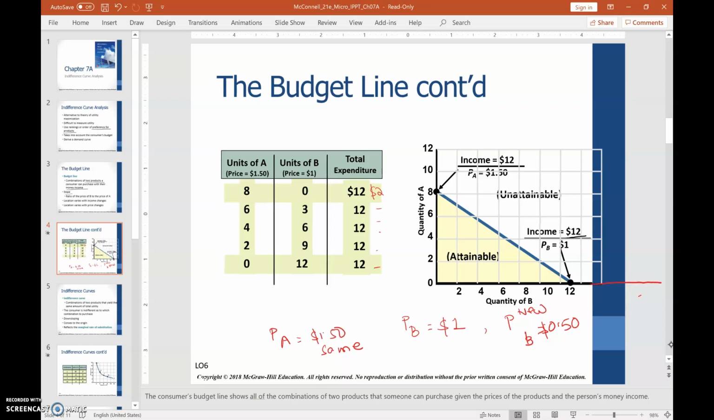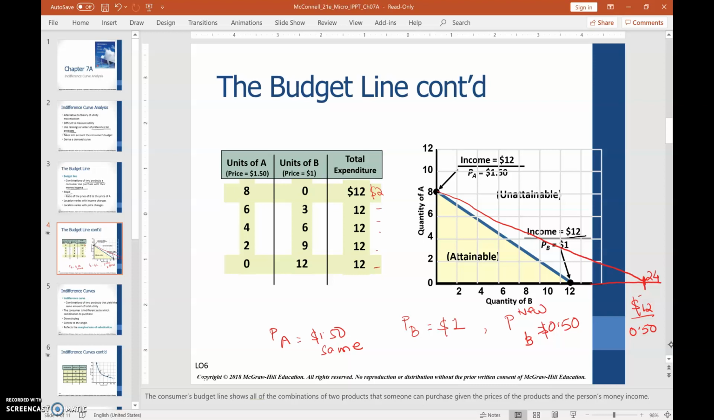So the consumer can purchase more of good B. That means we have $12 over 50 cents, and the budget line is going to rotate outwards with the quantity of A staying the same and the quantity of B going up.